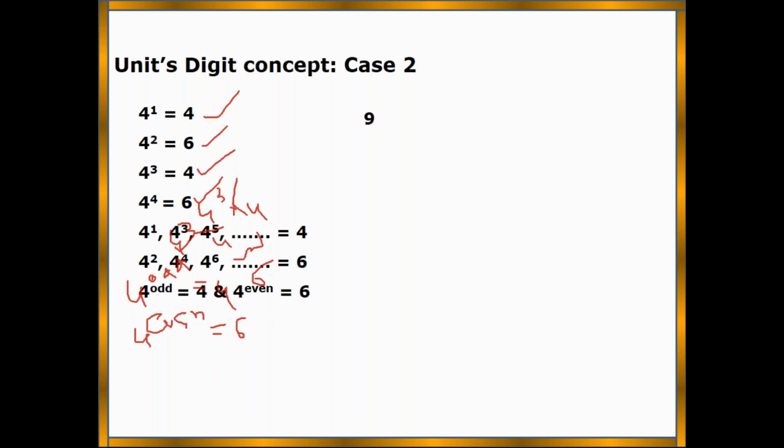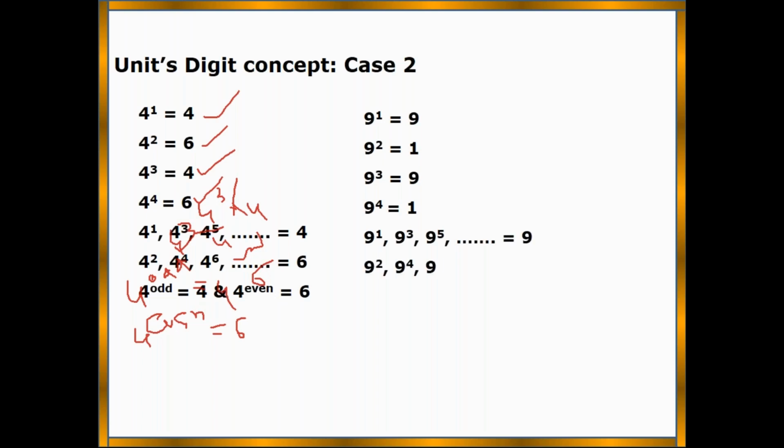Next one, 9 power 1 is 9. 9 power 2 is 81, which means 1. 9 power 3 is 729. 9 power 4 is also 1. 9 power 1, 9 power 3, 9 power 5 give 9. 9 power 2, 9 power 4, 9 power 6 are alternate powers. Please observe that the logic for both 4 and 9 is the same. If the power of 9 is odd, 9. If the power of 9 is even, 1.